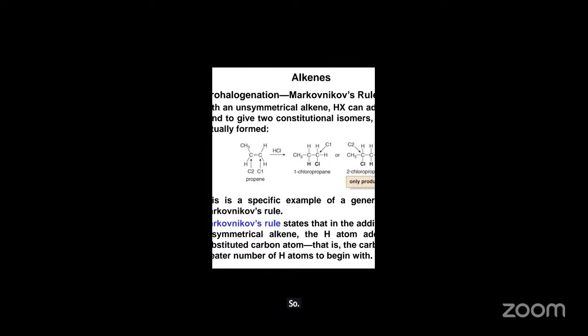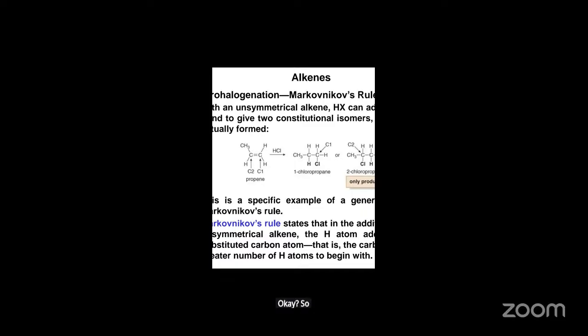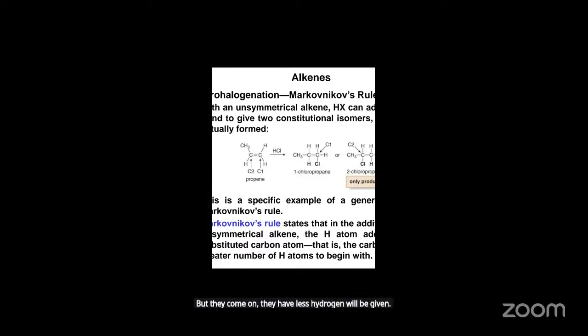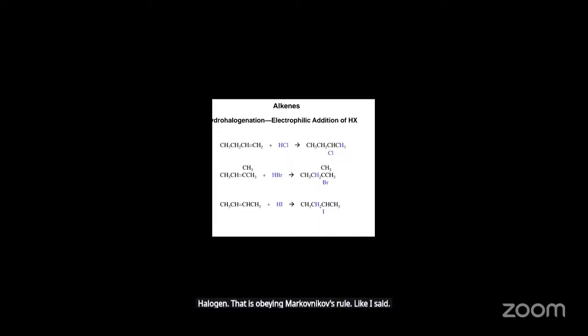So the rule says that, just like they said in the Bible, the person that has more will be given more. Okay? So that is why we're going to give hydrogen to the carbon that has more hydrogen, another hydrogen. But the carbon that has less hydrogen will be given halogen. That is obeying Markovnikov's rule. Like I said, this is a typical example.